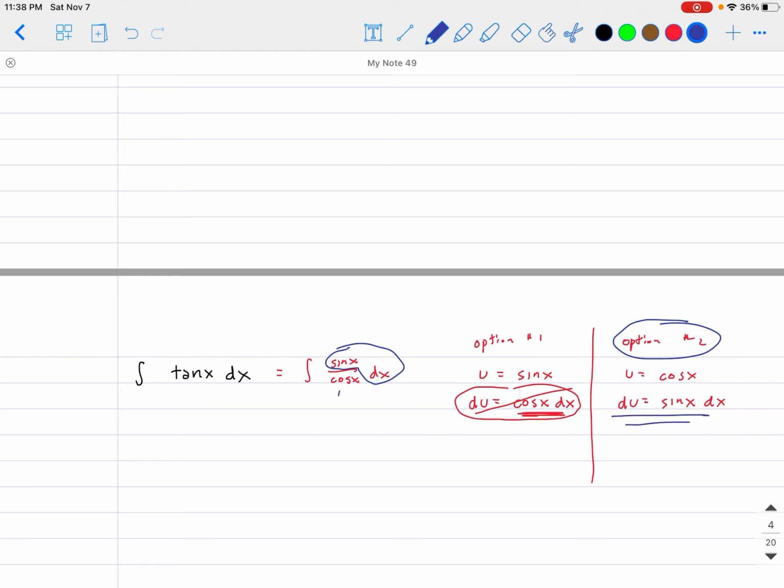So now let's go back. This is now going to say integral, sine of x dx, that's going to be du, so that goes on top, divided by cosine of x, well that's just u, and that goes on the bottom.